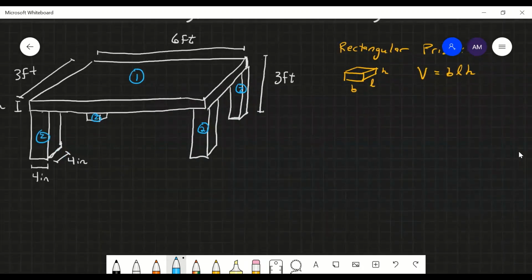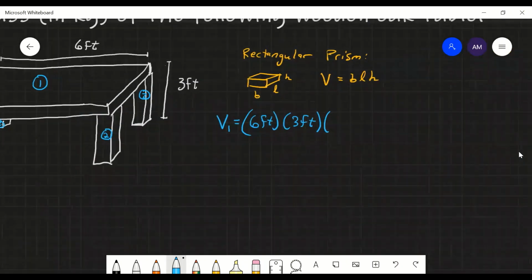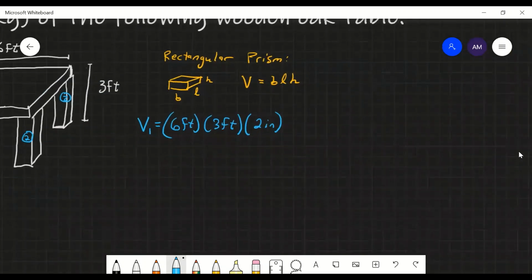So the volume of the first piece is going to be the base of the first piece, which is 6 feet, times the length, which would be 3 feet, times the height, which is 2 inches. Uh-oh, this is going to lead to a problem because we'd rather all of these be the same unit. So we have two choices. We can either convert all of the feet to inches or convert the inches to feet. And in order to not get into decimals just yet, I'm going to choose to convert the feet to inches.